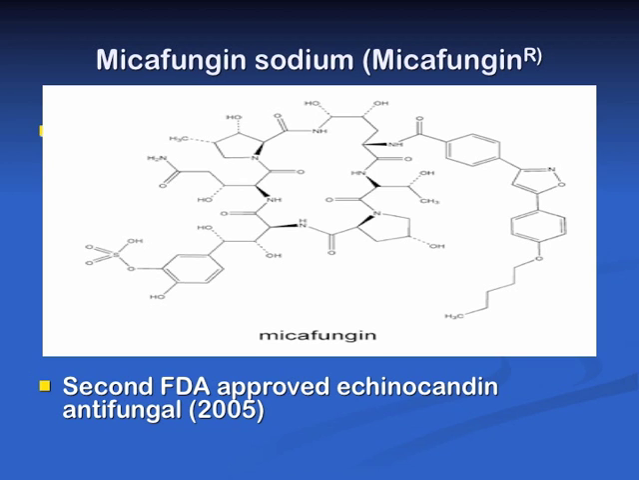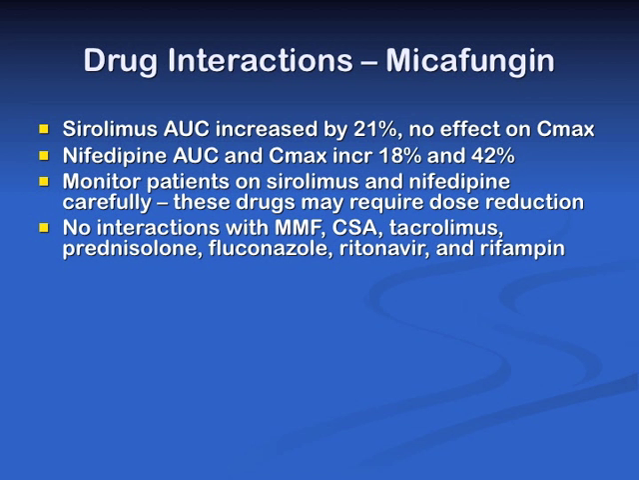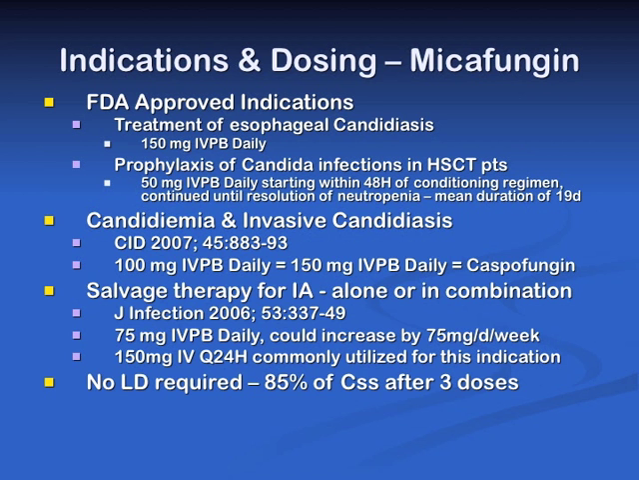Micafungin, or Mycamine, is our second FDA-approved echinocandin, approved in 2005. In terms of drug interactions, micafungin has a minor effect on increasing sirolimus levels, although usually that's manageable with therapeutic drug monitoring. You can see an increase in nifedipine, and it's usually manageable with blood pressure monitoring. So those are not contraindications to therapy. You just need to watch those patients. None of the other major drug interactions that we might otherwise worry about.